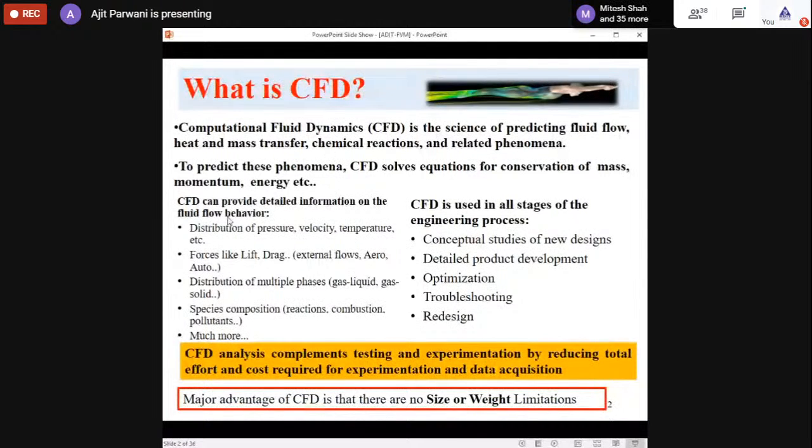We know that CFD can solve fluid flow and heat transfer problems. Therefore, it can give the solution for various variables like pressure, velocity, temperature, drag force, and lift force. In short, CFD analysis complements testing and experimentation by reducing the total effort and cost required for experimentation and data acquisition. The major advantage of CFD is that there is no size and weight limitation, so you can find any parameter for a prototype of any size or any weight.